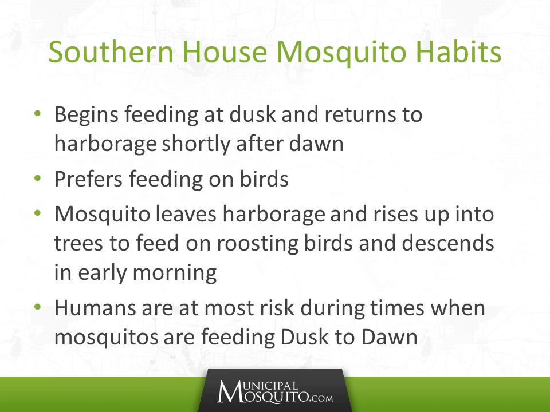Southern house mosquito habits: they prefer to feed primarily on birds, and while birds go to roost at dusk and fly away from roost early in the morning around daylight, the mosquito begins feeding at dusk and returns to the harborage shortly after dawn, while the birds are gone. The mosquito leaves the harborage and flies up into the trees to feed on the birds while at roost, and then drops back down when daylight comes. This is when humans are most likely to be bitten by the mosquito, while the mosquito is traveling up to roost trees and then traveling back down from the roost trees.